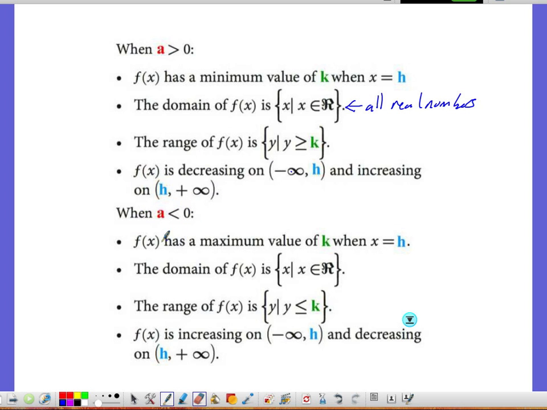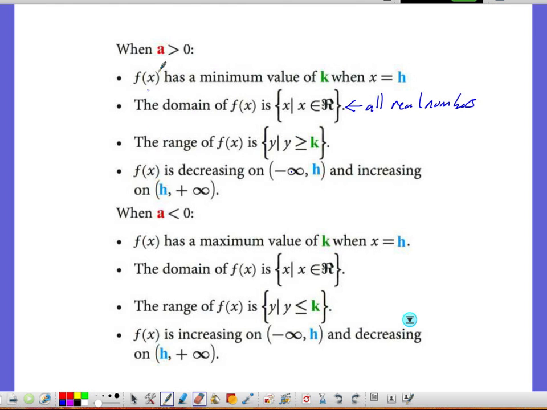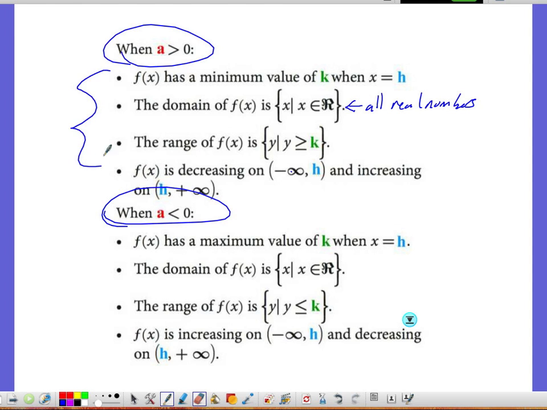And when a is less than 0, f(x) has a maximum value of k when x equals h. The domain of f(x) is x such that x is an element of the real numbers. The range of f is y such that y is less than or equal to k. f is increasing on negative infinity to h and decreasing on h to positive infinity. So depending on whether a is greater than 0 or a is less than 0, you're going to use either this or this. One or the other. You cannot use both at the same time.